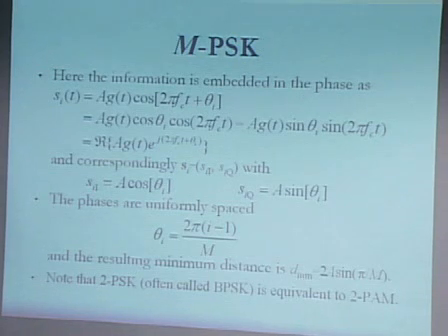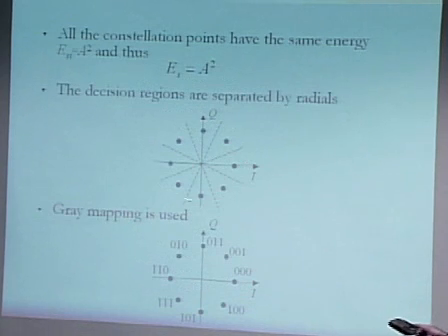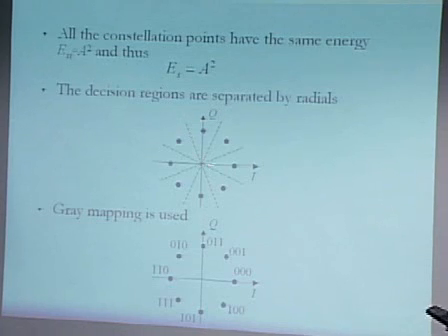where the information is embedded in the phase as opposed to the amplitude. So what we have is a bunch of points around the circle with a common distance from the origin, and the information is in the phase of each of these points. So the decision regions here are just separated by radials that split every pair of points. And we can also use gray mapping. We saw here how to do it for 8 points.